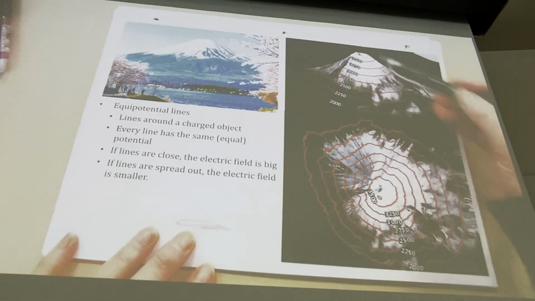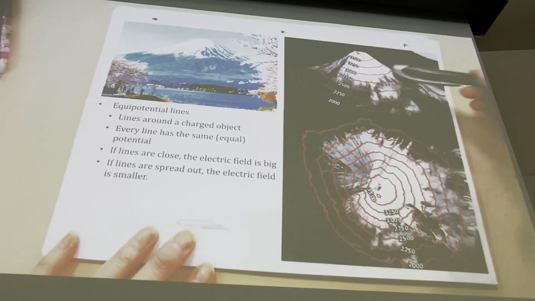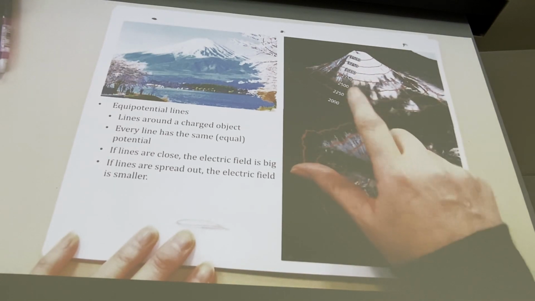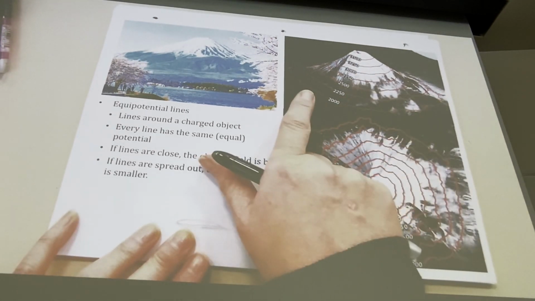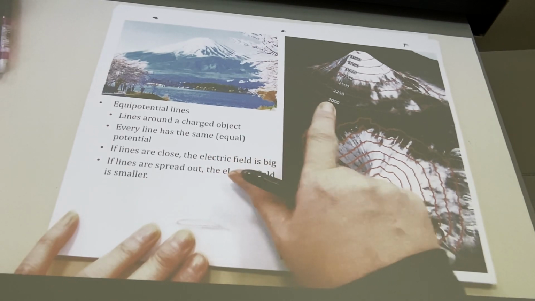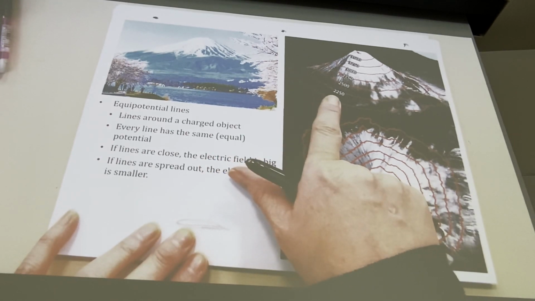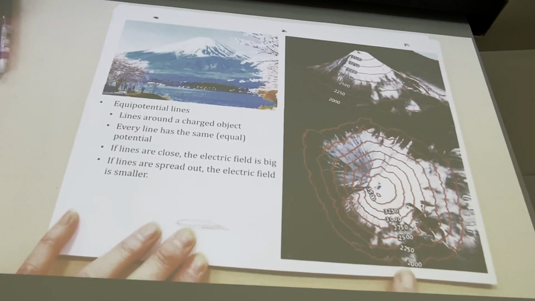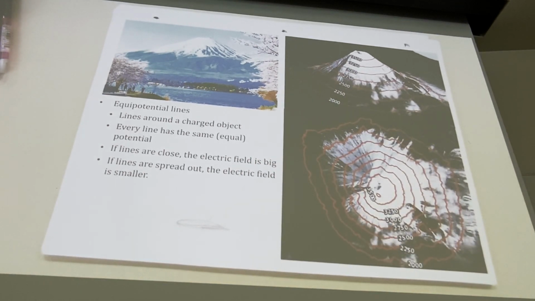Geography lovers might recognize this sort of map. So this is Mount Fuji, and each of these red lines is a line of constant height. Everywhere along this red line, you're at a height of 2,000 meters above sea level, 2,250, 2,500, and so on. You can do a top-down view, and you see the lines look like this.